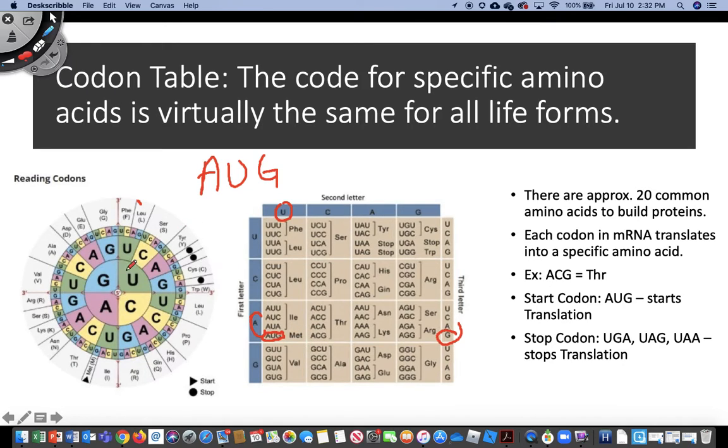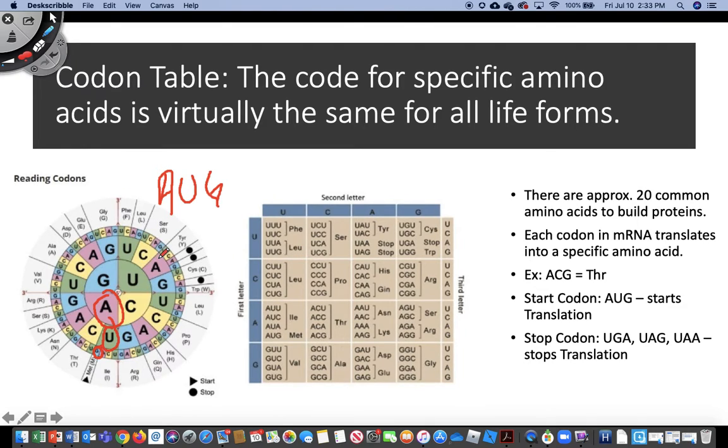Now the wheel, you're going to read it from the inside out, okay, from the inside out. So how do you read the codon wheel? You're going to find AUG the same way. Here's A, here's U, and here is G, AUG. And again, it codes for methionine, right? So it's going to give you the same information in the wheel and the table, okay?